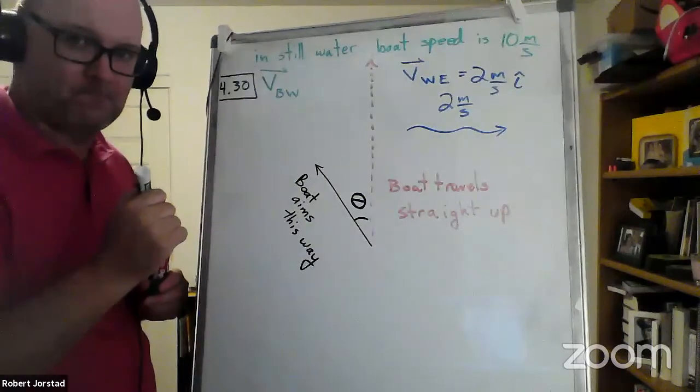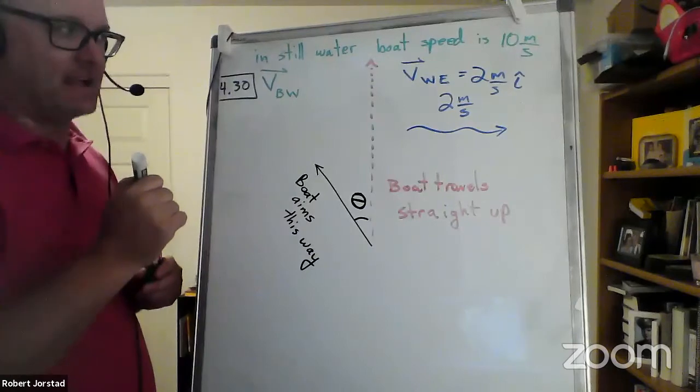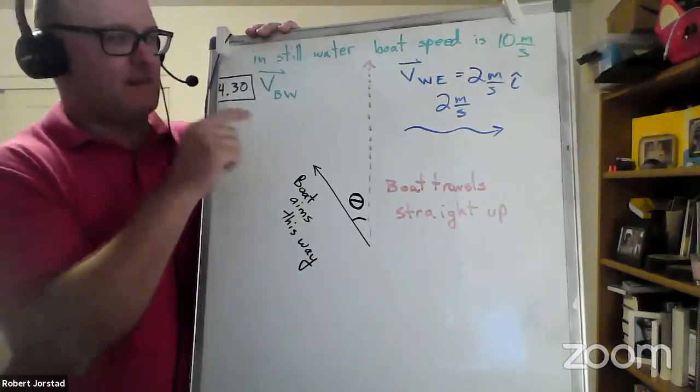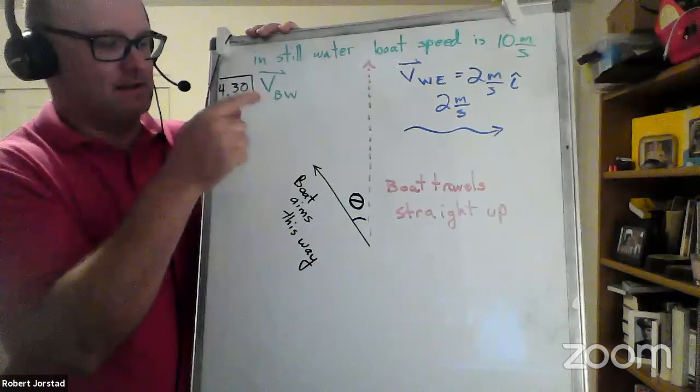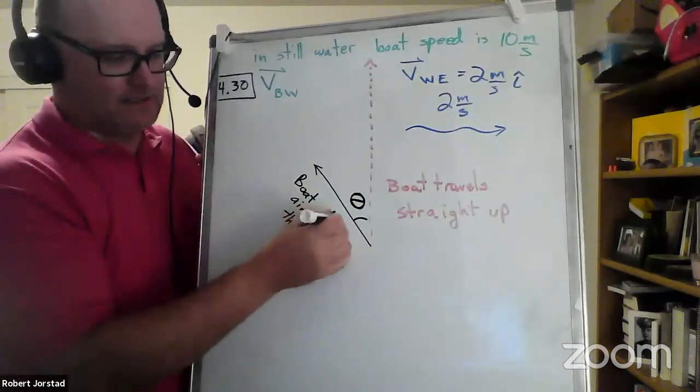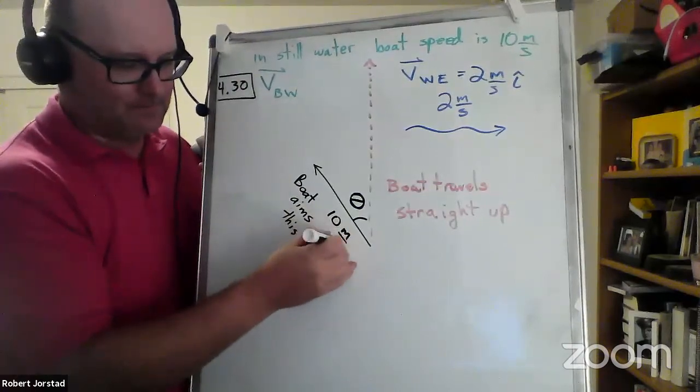Nope. No. That's the velocity if in the water there's no current. So we have to be careful. This number actually tells me the speed of the boat relative to the water. That is 10 meters per second, right?